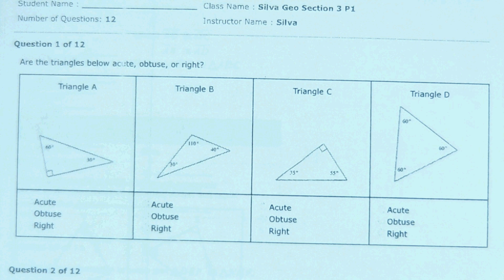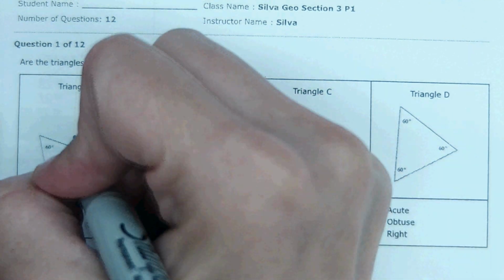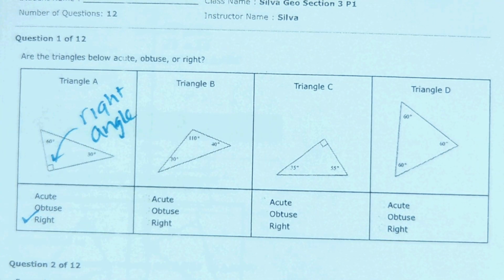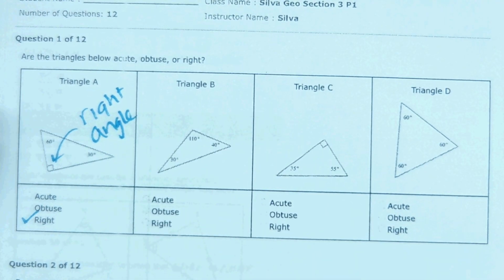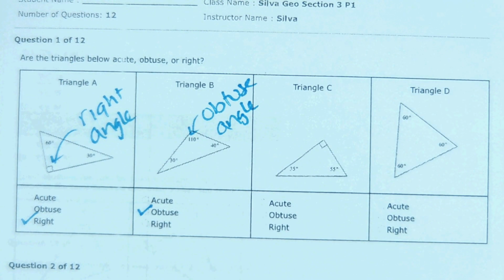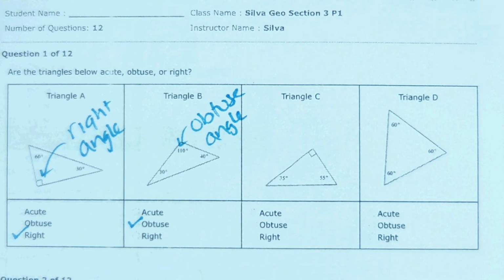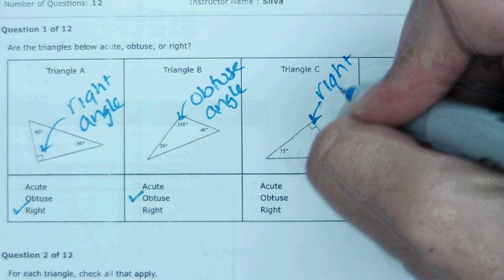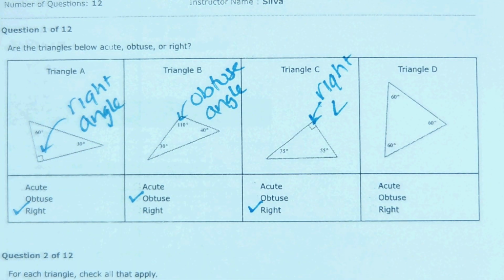So for the first question, are the triangles below acute, obtuse, or right? For triangle A, it has one right angle, so therefore it is a right triangle. And then for B, it has one obtuse angle, and if it just has one obtuse angle, then it is an obtuse triangle. And triangle C, a right angle, so therefore it's a right triangle.